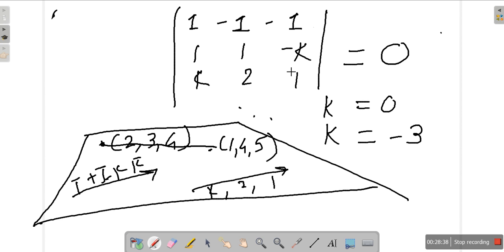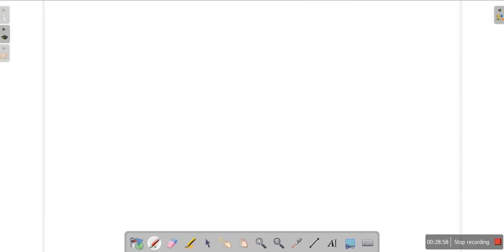So this is a very important problem. If 2 lines are coplanar, then find 3 vectors and the triple product of these 3 vectors will be 0. So in this way we can find the value of k. Let's move on.